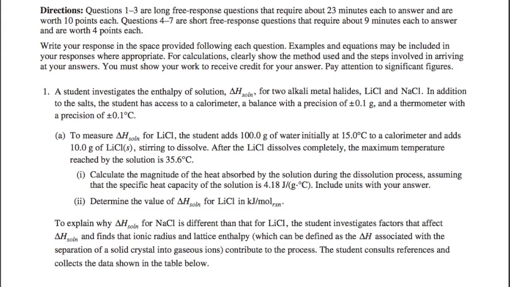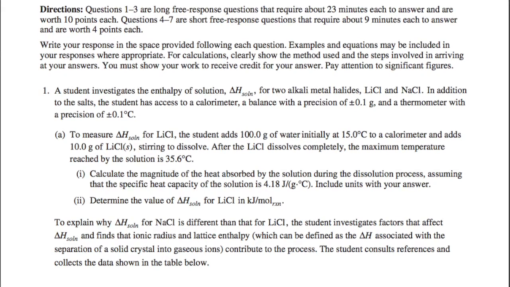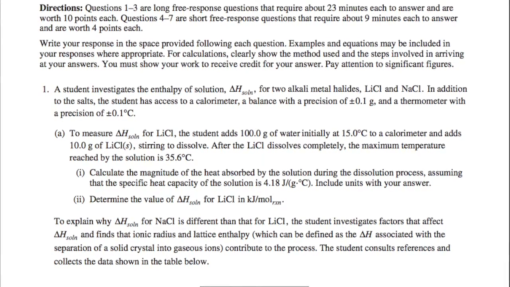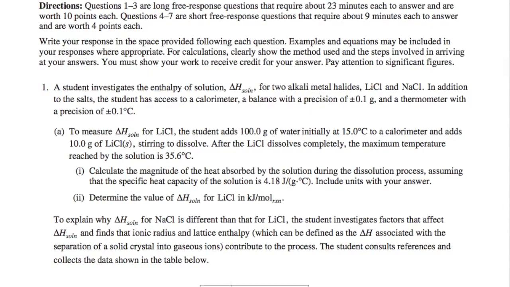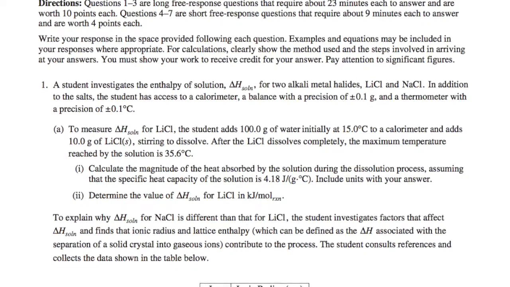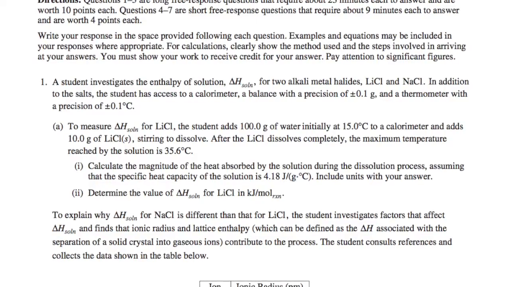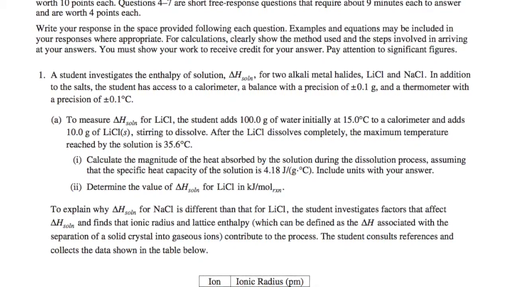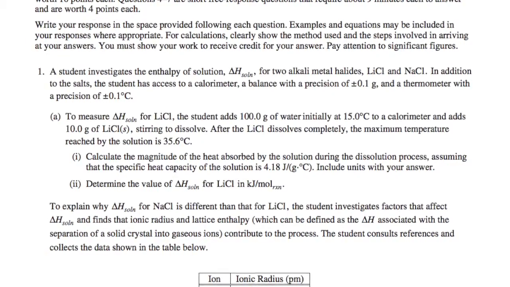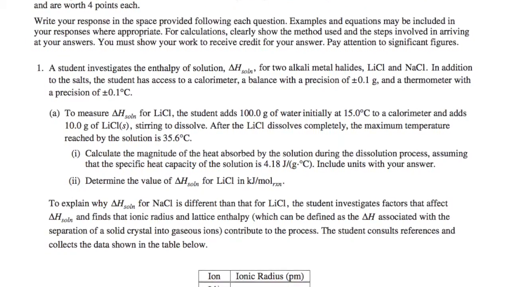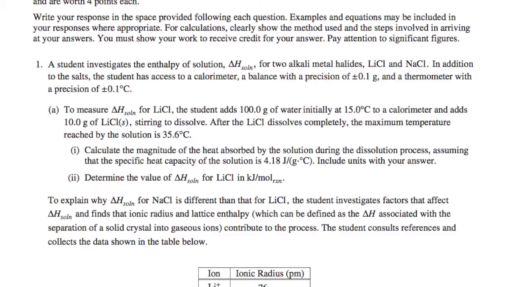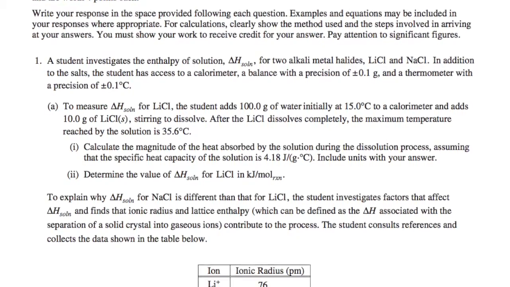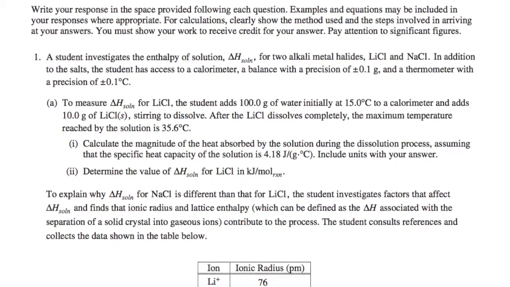Okay, so we're going to start off with letter A. To measure the change in enthalpy for lithium chloride, the student adds 100 grams of water, initially at 15 degrees Celsius, to a calorimeter and adds 10 grams of lithium chloride, stirring to dissolve. After the lithium chloride dissolves completely, the maximum temperature reached by the solution is 35.6 degrees Celsius.